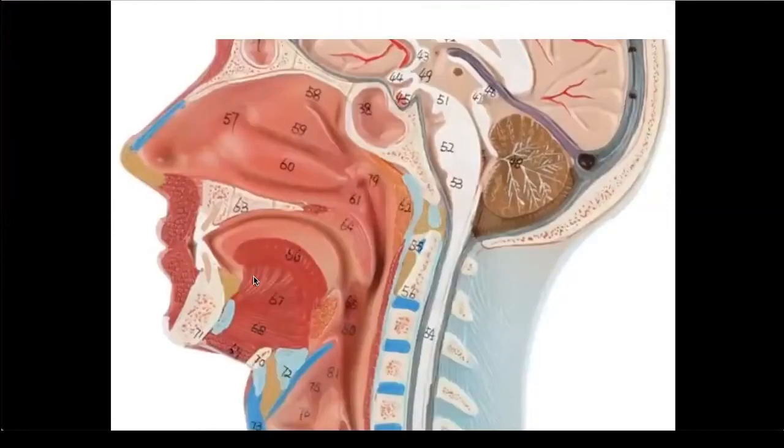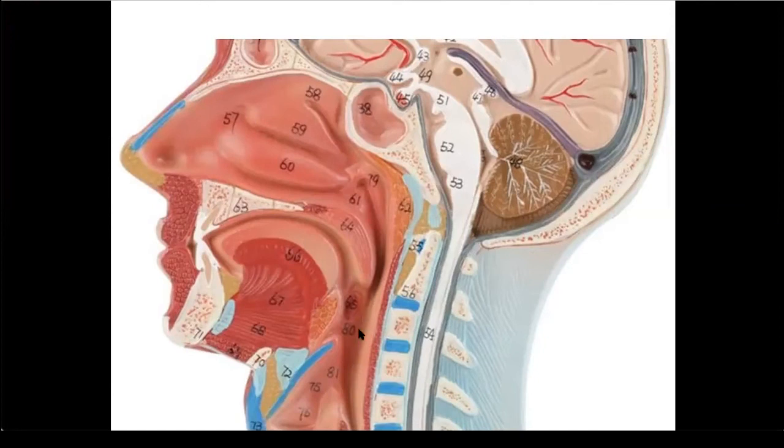In this view, we can see the palatine tonsil here in the oropharynx, the lingual tonsil at the base of the tongue. This is the tongue. This area here is the oral cavity.